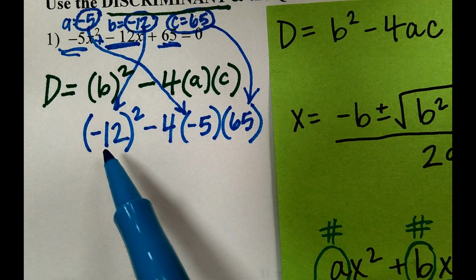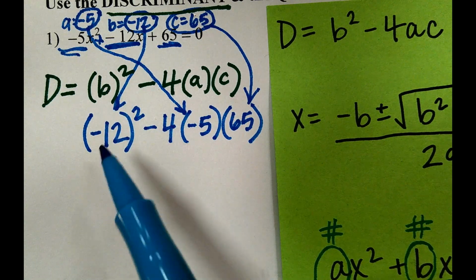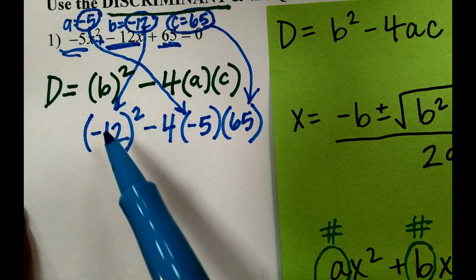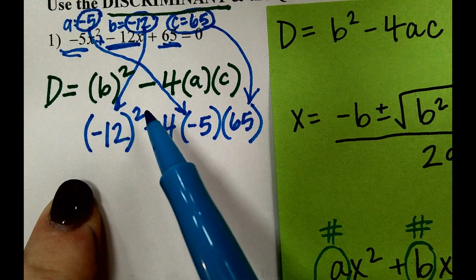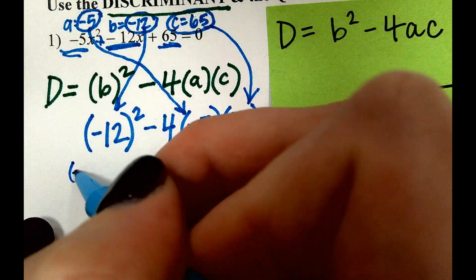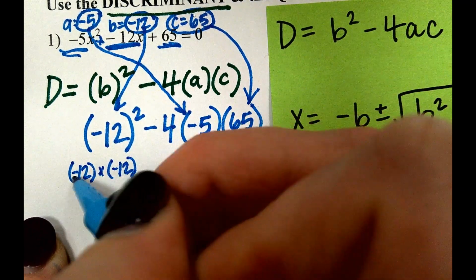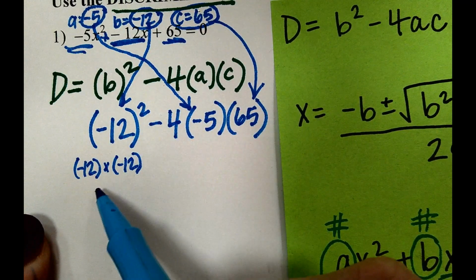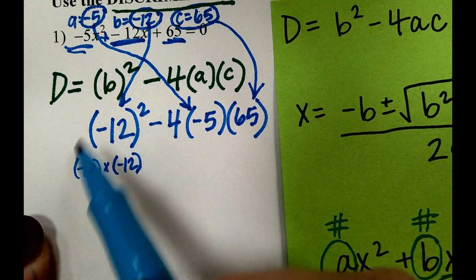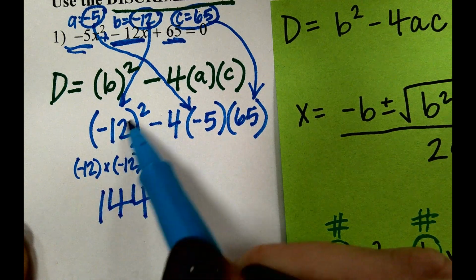Now, you might be thinking that I was asking if b will ever be negative. Yes, it will, and it is right here. But anytime I take a negative number and I square it, I'm doing negative 12 times negative 12, and two negatives multiplied give you a positive. So this number here is always positive. So we're going to get 144.